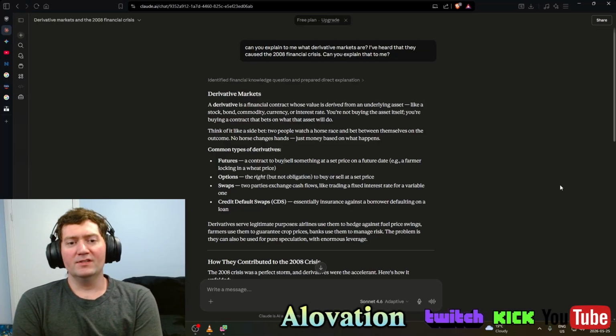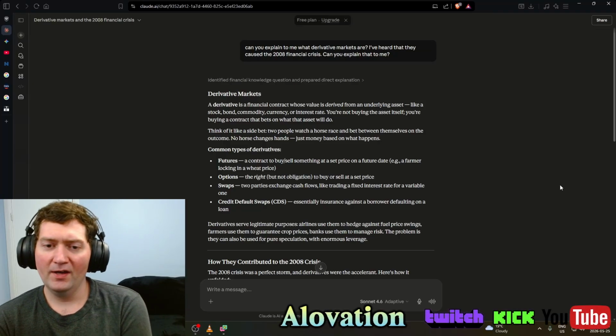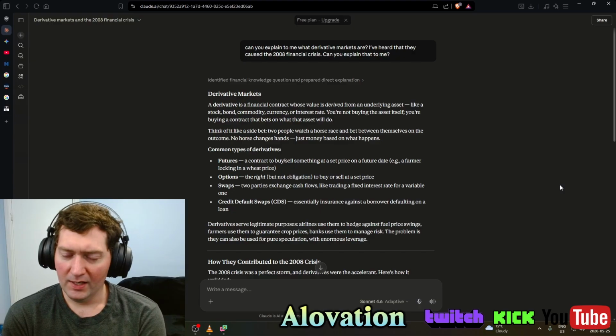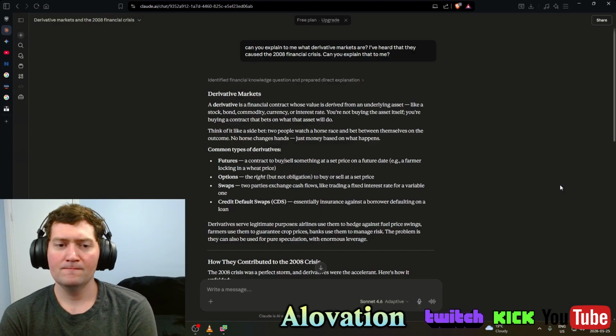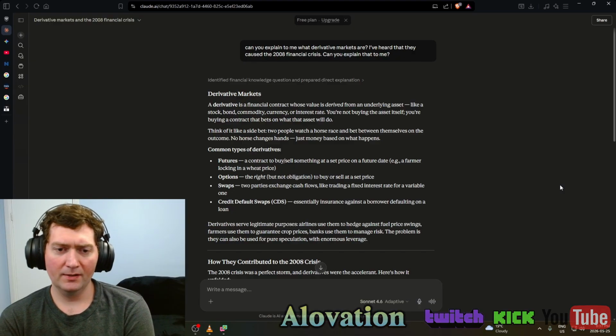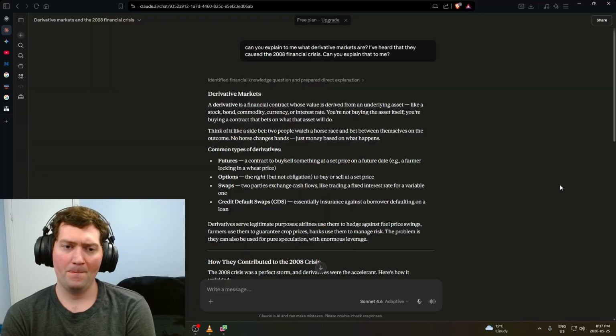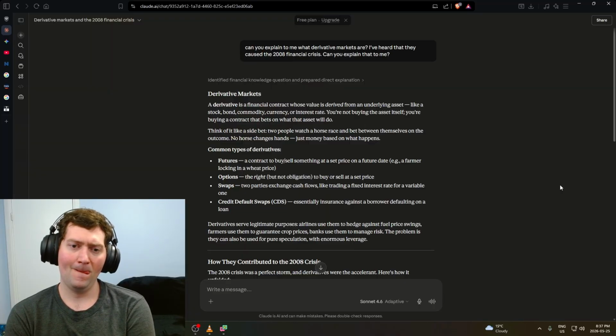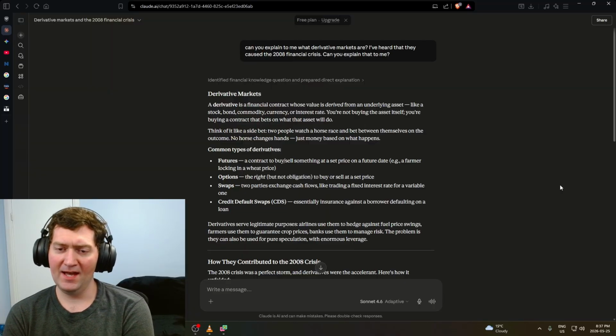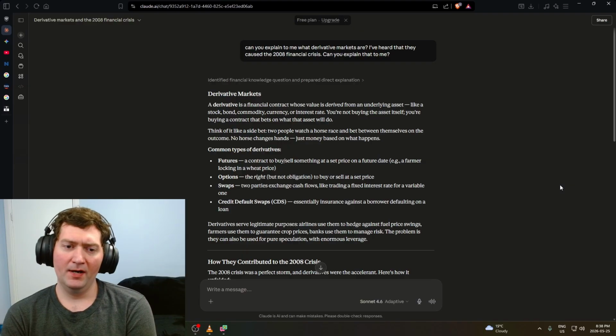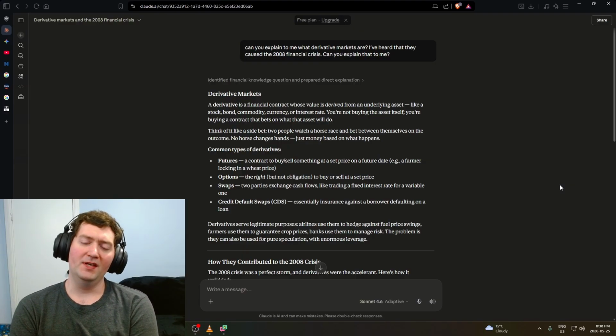A derivative is a financial contract whose value is derived from an underlying asset. Okay, like a stock, bond, commodity, currency, or interest rate. You're not buying the asset itself, you're buying a contract that bets on what the asset will do.